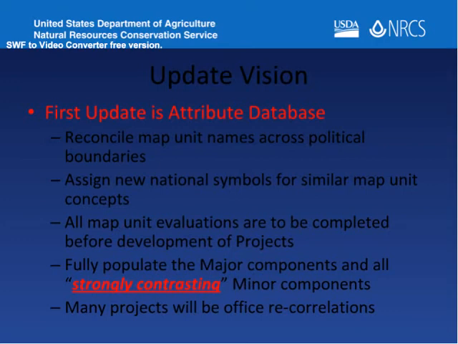The vast majority of these projects will be office recorrelation projects, where we'll be looking at these map units flowing across the entire MLRA and then making a decision on each individual map unit concept into an MLRA map unit concept. A thorough review of these map units and their DMUs is going to uncover a lot of similar data sets for each map unit. The goal is not so much to generalize the data, but to make that data flow, creating a seamless coverage across political boundaries.